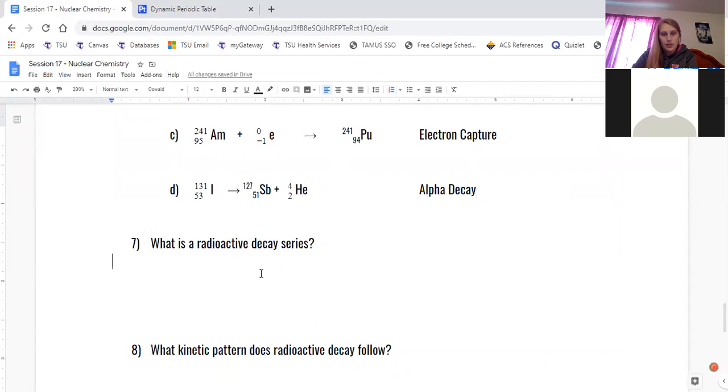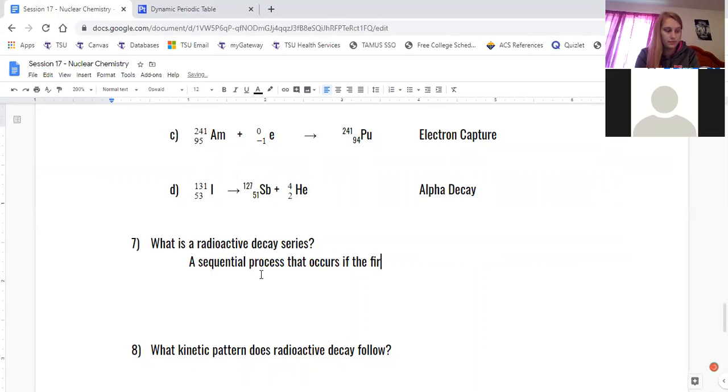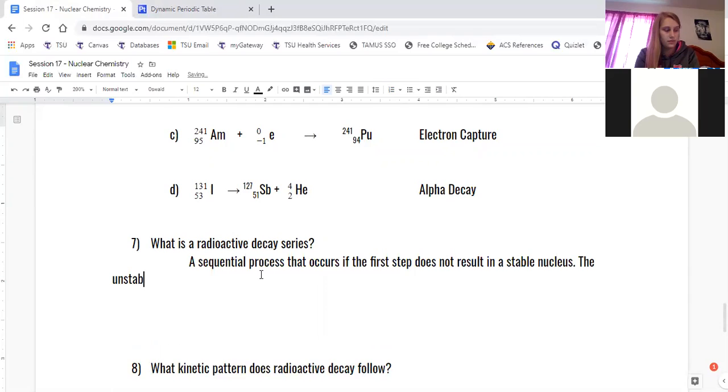All right, what is a radioactive decay series? So a radioactive decay series is a sequential process that occurs if the first step does not result in a stable nucleus. The unstable nuclei will continue to react until a stable nucleus is reached.